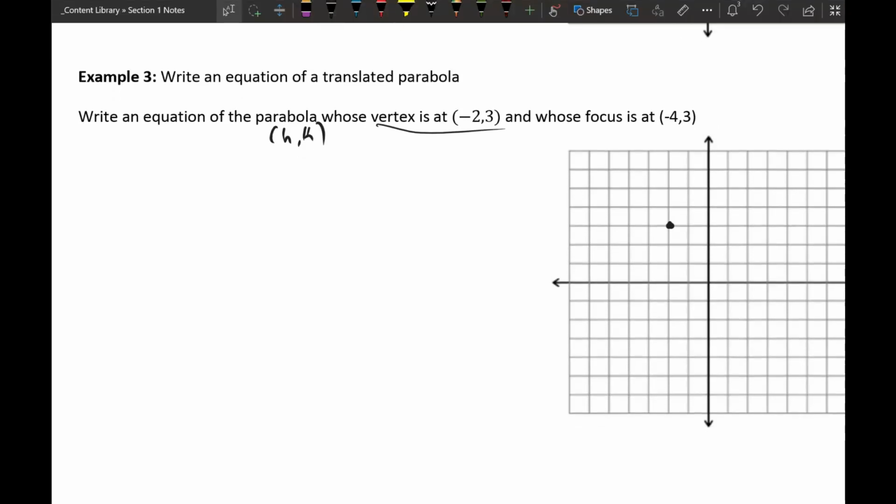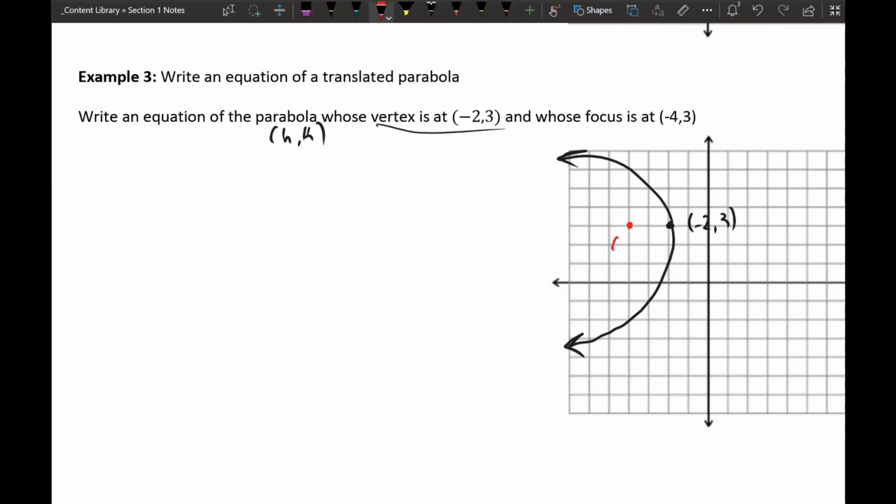And I believe we've been doing focuses in red, so let's keep to that. -2, 3, -4, 3. Here's our focus. We know our parabola is going to look, this is just a rough sketch, something like this. Since that's our focus, it has to open like that.